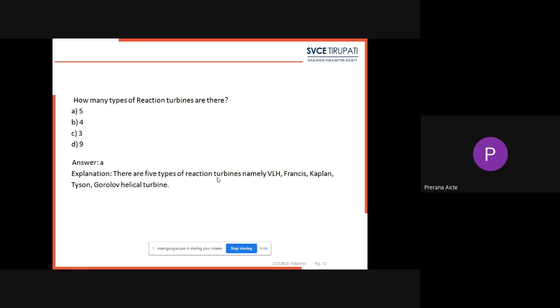Then, next question, how many types of reaction turbines are there? Nearly 5 types of reaction turbines are there. They are namely VLH turbine, Francis turbine, Kaplan turbine, Tyson turbine, Gorlov helical turbine.